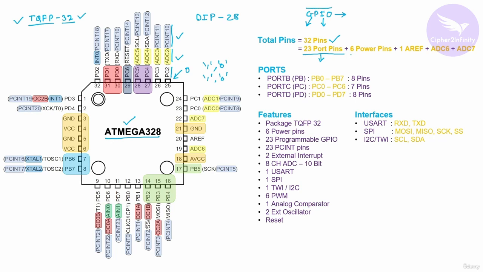After that there are a total of 6 pins. There were a total of 23 GPIO pins, then there are a total of 6 power pins. So I will show you. You can see here I have highlighted these pins in yellow color.